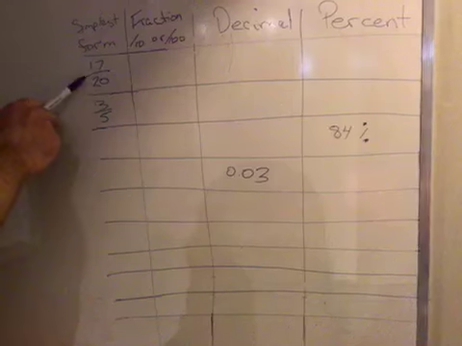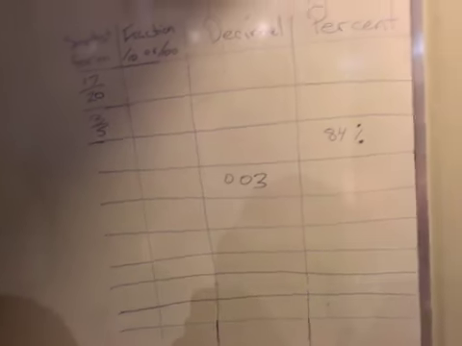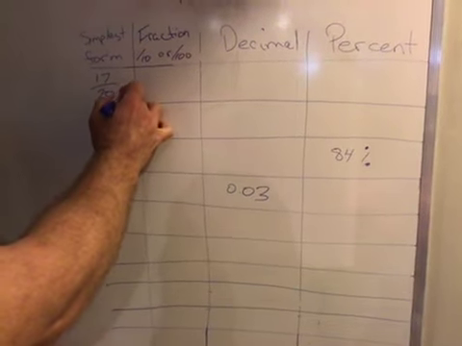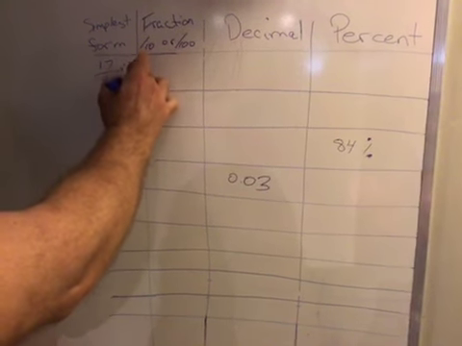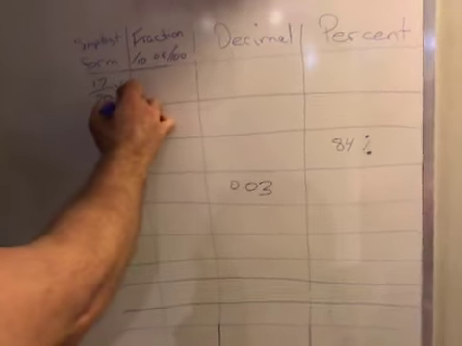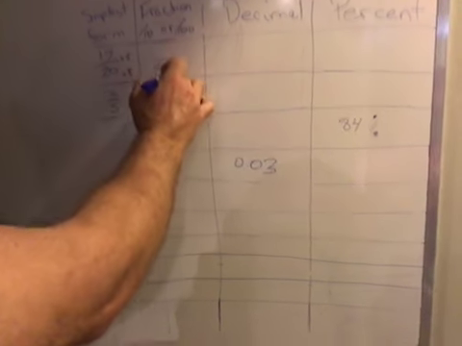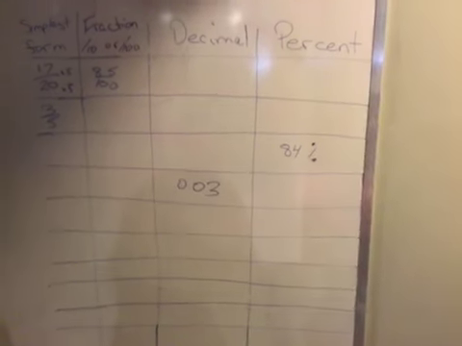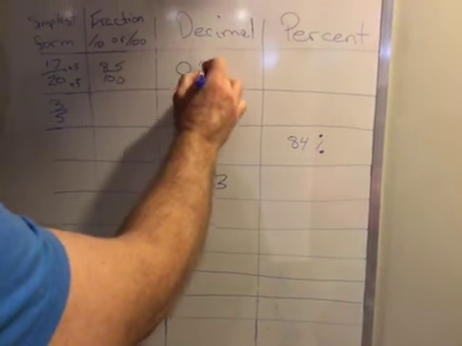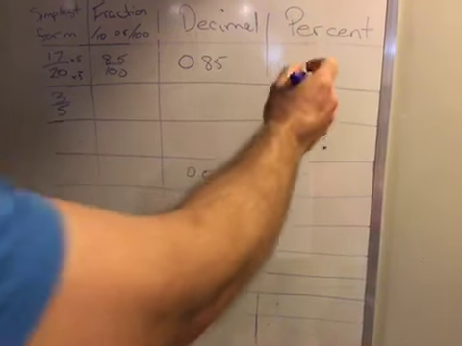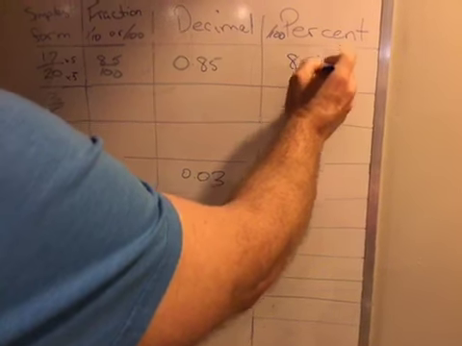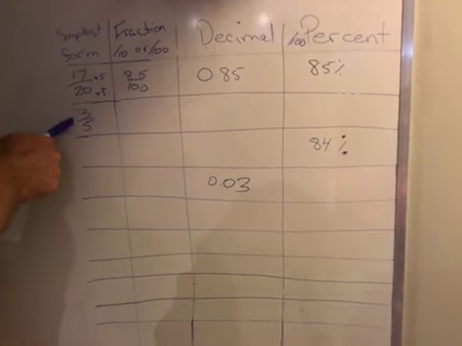So we have our first fraction, 17 out of 20, and we're going to take that and make it a fraction out of 100. To do that, we make our equivalent fraction by multiplying it by 5. I'm multiplying the numerator and the denominator by 5, and we get 85 out of 100, which is 85 hundredths. Then we can make that into a decimal, which is 0.85. Percent is always out of 100, so that is 85%.